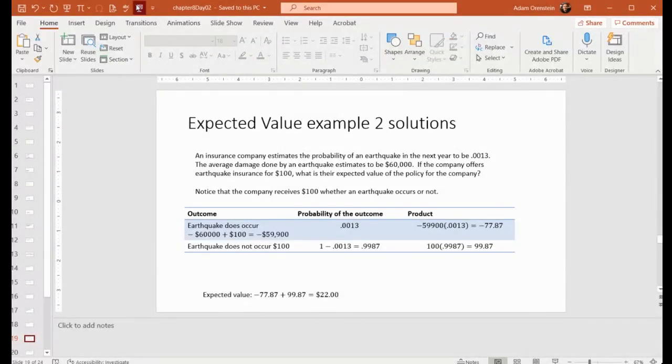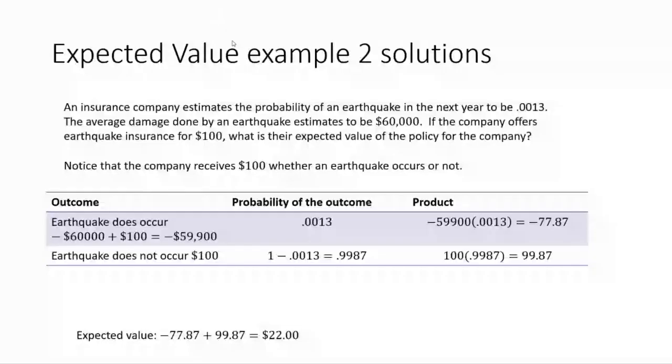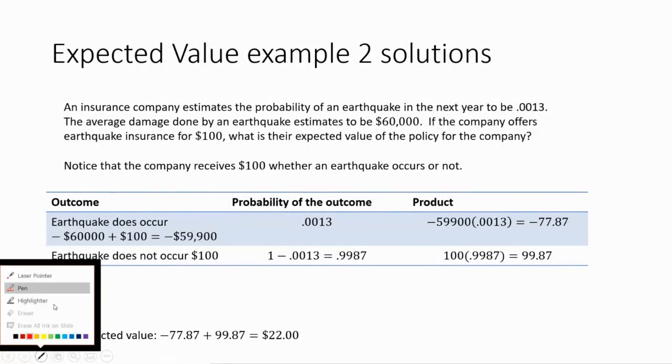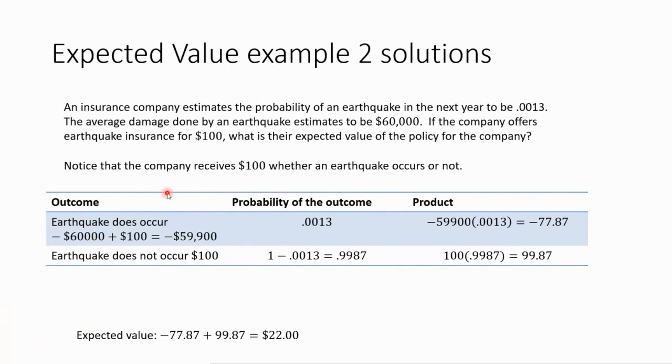So again, the two outcomes now are the earthquake either happens or it doesn't happen. Well, if the earthquake does occur, the company has to pay $60,000. They're going to lose that money. But they gained $100 from the person who bought the policy, but they're going to lose $60,000. So from the outcome that the earthquake occurs, they lose $59,900.